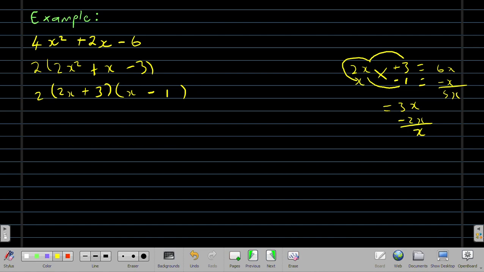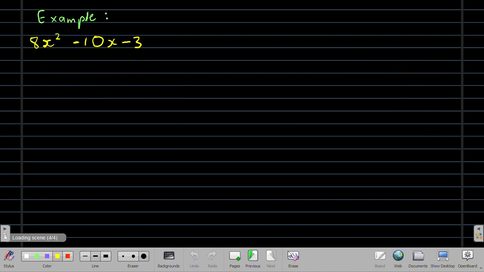You can check the work if you want to, but for now, I'm moving on to the next one. Now we have 8x squared minus 10x minus 3. Again, we're using the same process we've used before. So we have to choose our factors here, the factors of this ax squared term.